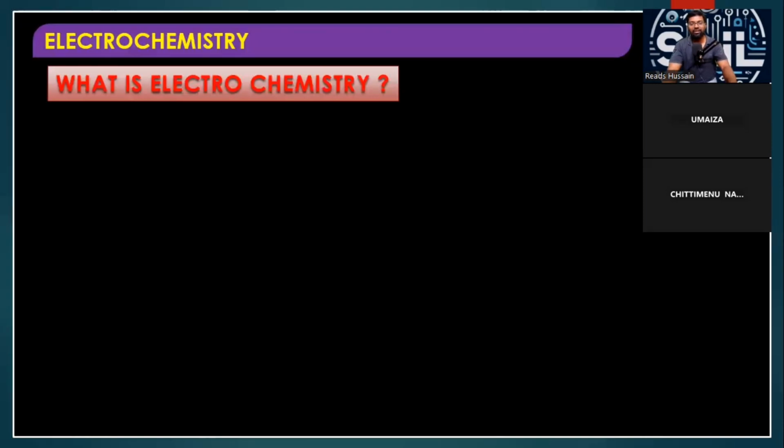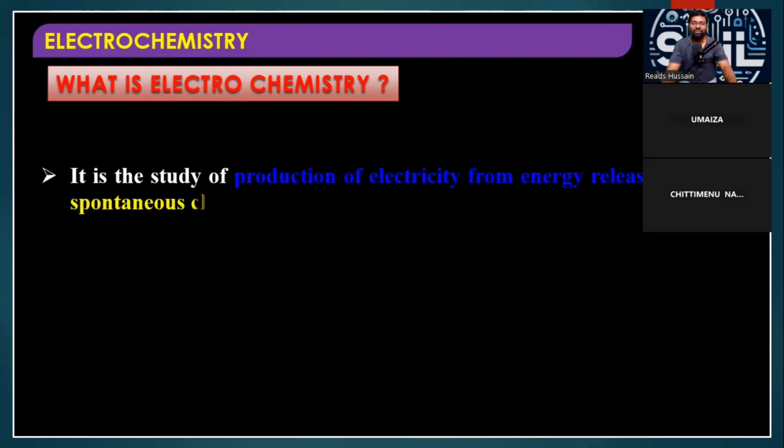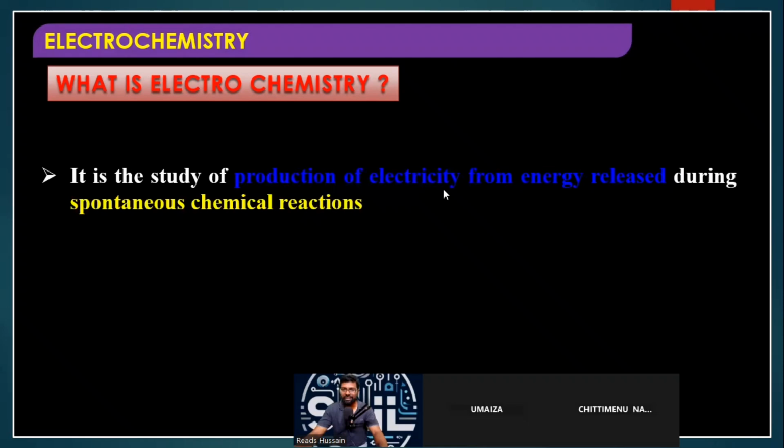Let's first see what is electrochemistry. What's the meaning of electrochemistry? Electrochemistry is a study of production of electricity from energy released during spontaneous chemical reactions. We'll go very slowly, no need to rush during our explanation. Try to understand the meaning of electrochemistry. It's a branch of chemistry that studies the production of electricity from the energy released during spontaneous chemical reactions.